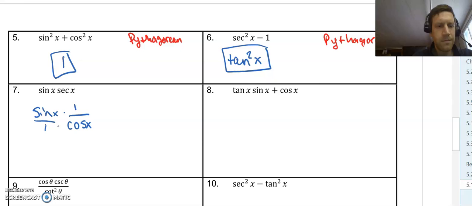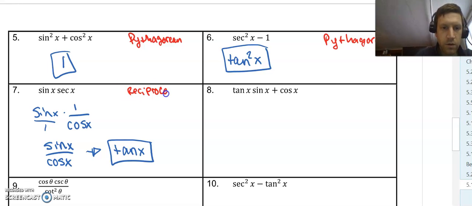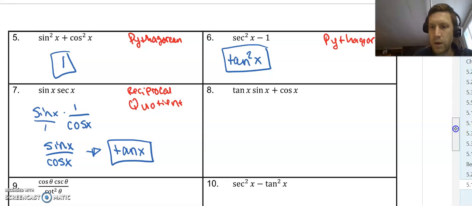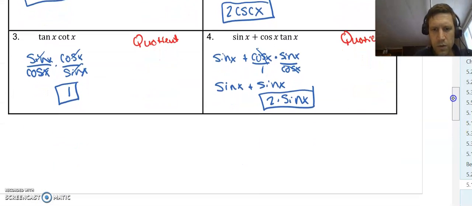So I'm not done yet, but let's simplify that. That's going to give me sine of x over cosine of x. Oh, I see an identity there. That's our quotient identity. That is really equivalent to tangent of x. So first I did a reciprocal, and then I used a quotient identity. So you can use multiple of these. Some of them, we might have to use 3 or 4 different identities. I think that's the first one where I used multiple.